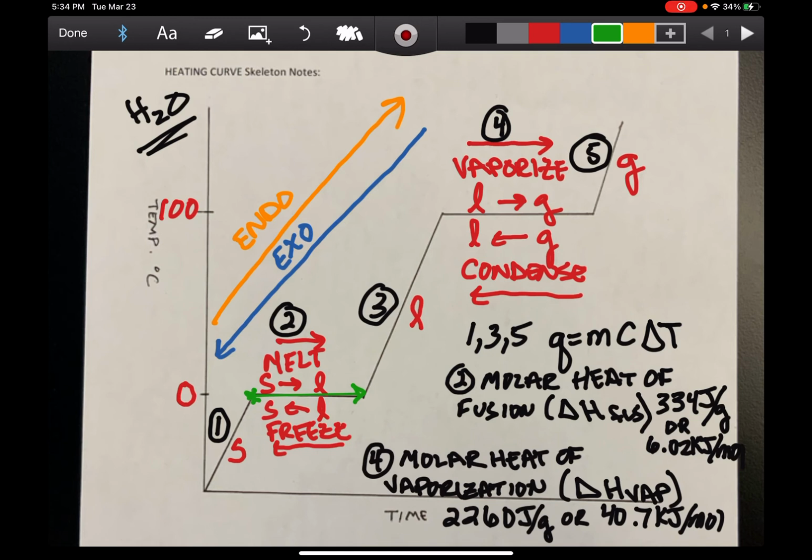The final thing is I've got to get it up to 25 degrees Celsius. So let's say 25 degrees Celsius is right here. So I'll just write 25 degrees Celsius. So I've got to get it from 0 up to 25. So there's two calculations that I have to do. So let's do the melting part first. Melting, we're going to use this molar heat of fusion to first figure that out.